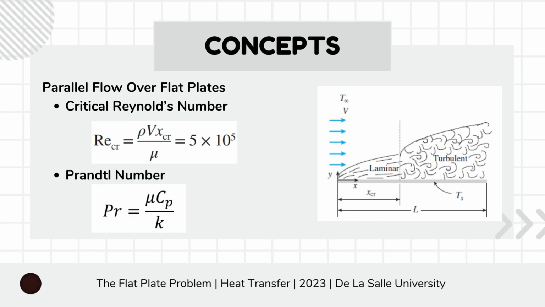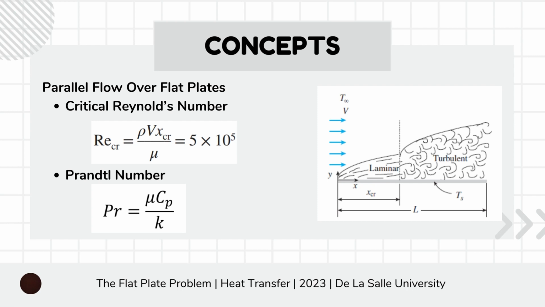Alright, so here we have the concept of the critical Reynolds number, which is the value at which the flow becomes turbulent from its laminar state. However, in engineering analysis, there is a general rule of thumb, and the accepted value for the critical Reynolds number is 5 times 10 raised to 5. However, this varies from 10 raised to 5 to 3 times 10 raised to 6, as it depends on the variation of pressure, surface roughness, and turbulence level.